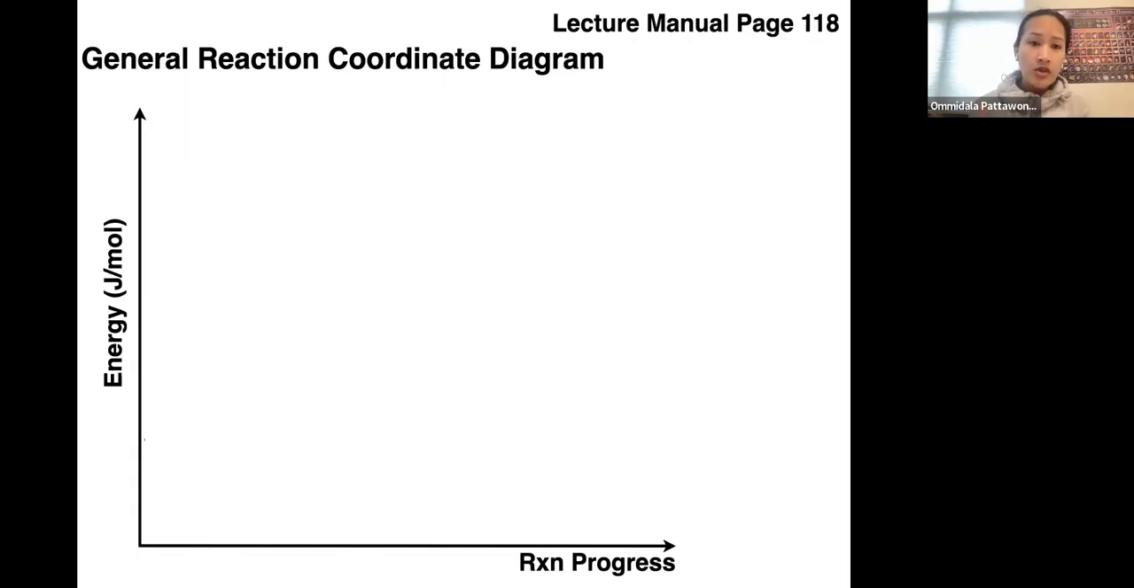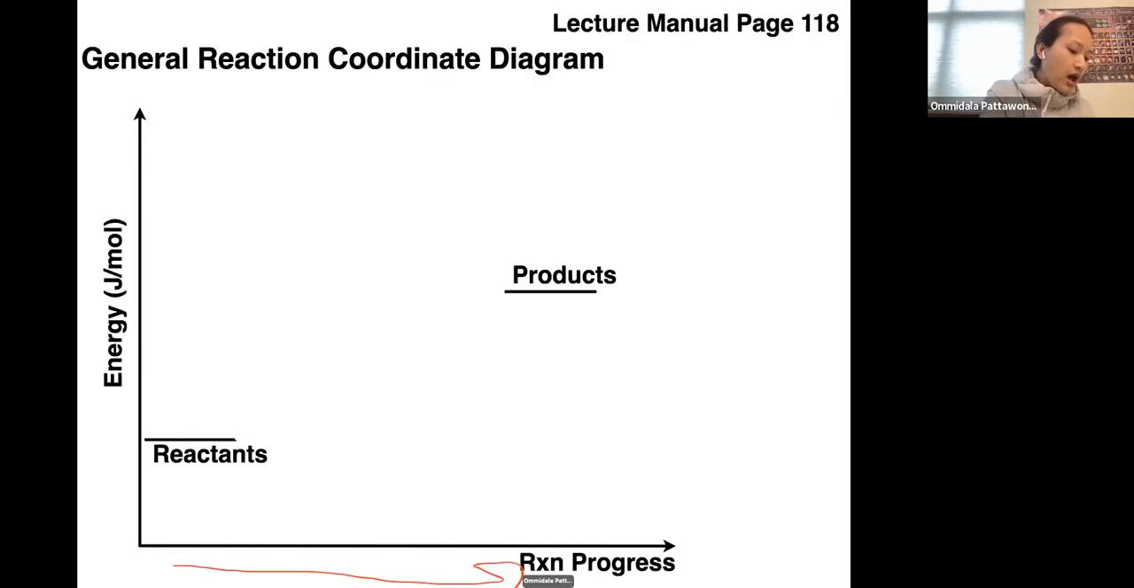Because when you have a reaction, you are going to start with reactant, and as the time progresses, that reactant is going to become product. So we have two substances right now: reactant and product. As you see, as the time progresses, reactant will eventually become product.